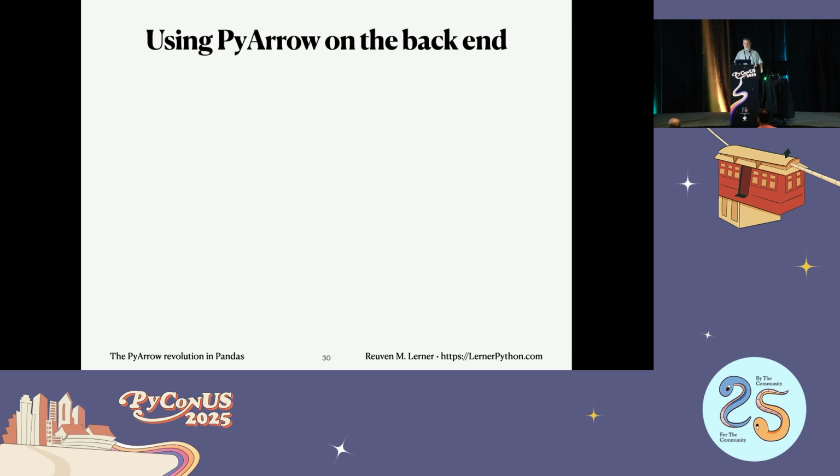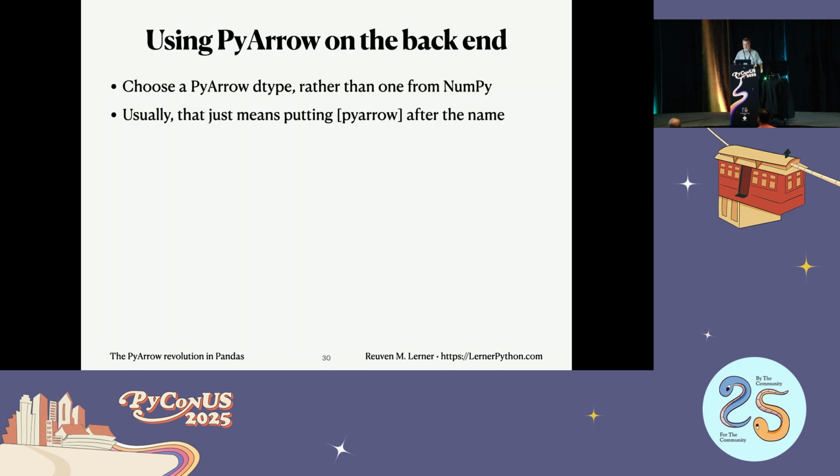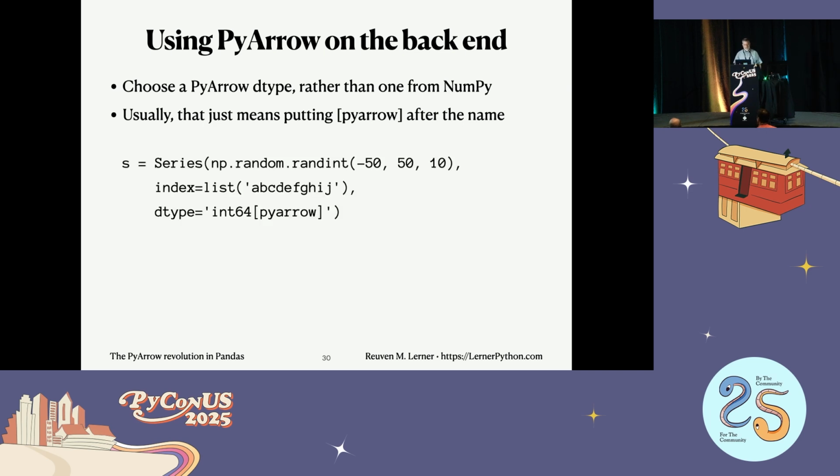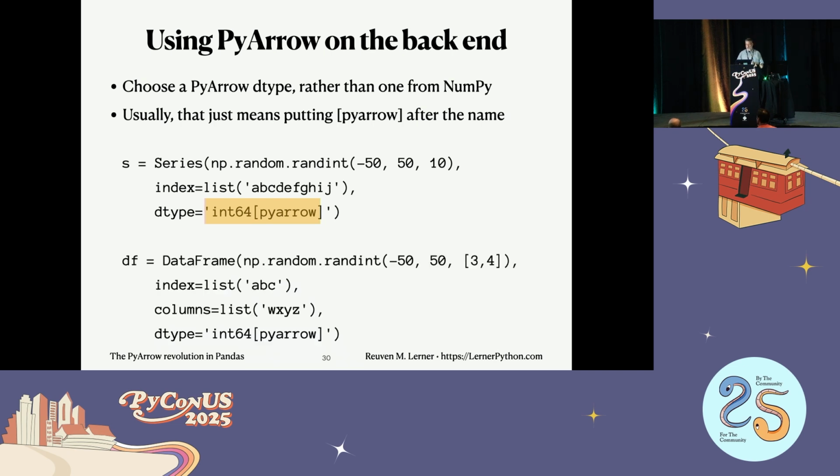And so if I do this, if I say I'm going to use PyArrow in the backend, now I can do this myself, by the way. I don't have to say dtype backend equals that. I can just say dtype equals, and usually that's whatever dtype it is, and then I put PyArrow in square brackets. So for example, here's a series. I've got some integers in there, and I say dtype equals int64 of PyArrow. That's my dtype. I can also say, here's a data frame, and I'm going to use this dtype here.